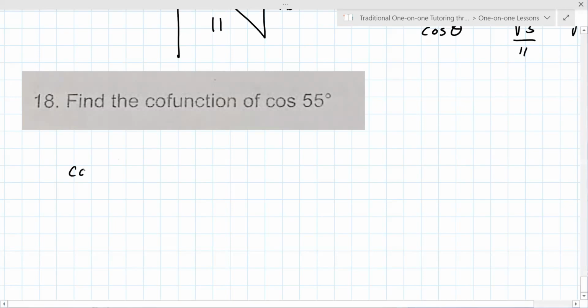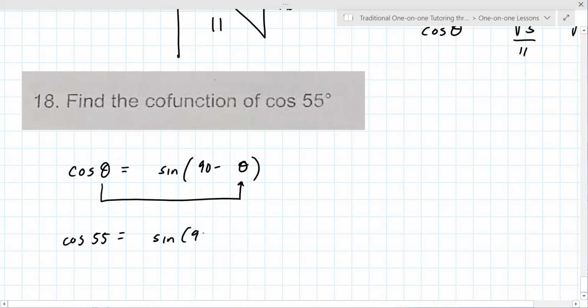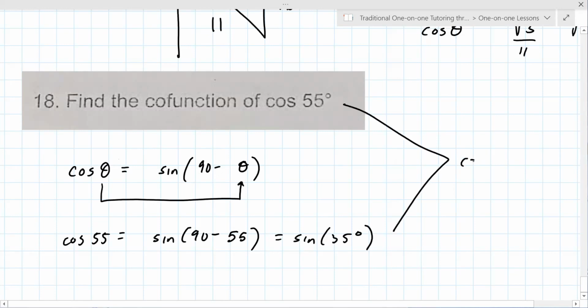So if I give you the cosine of theta, the cofunction is sine of 90 minus theta. So these numbers have to match. In your problem, if it's cosine of 55, that means it's sine of 90 minus 55. So that's the sine of 35 degrees. If you were to put both of these in your calculator, you would get the same result. That's what it's trying to tell you.